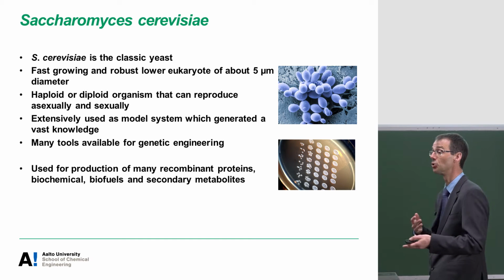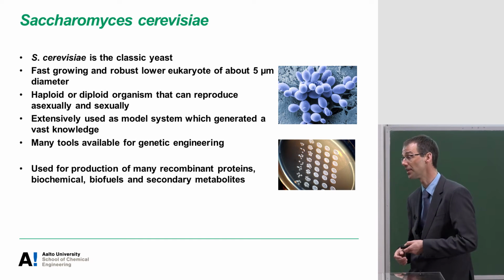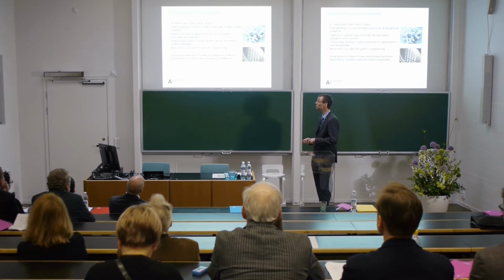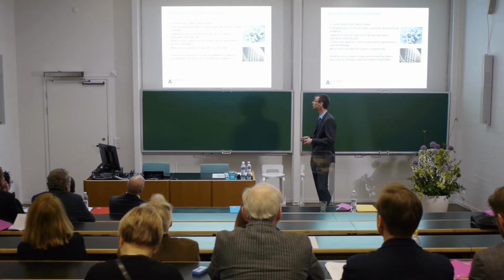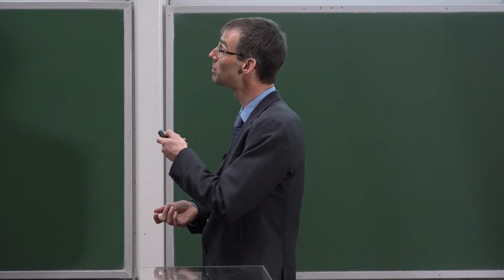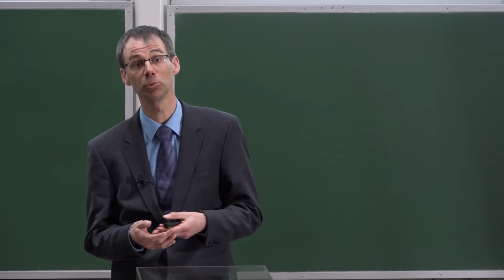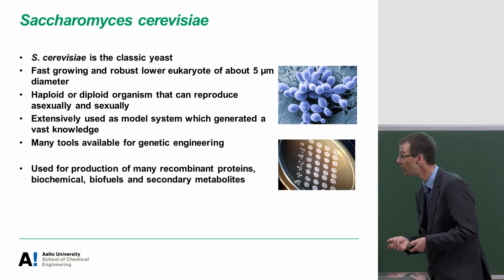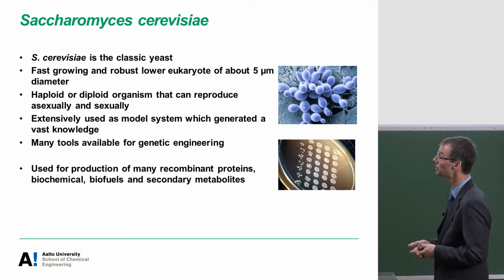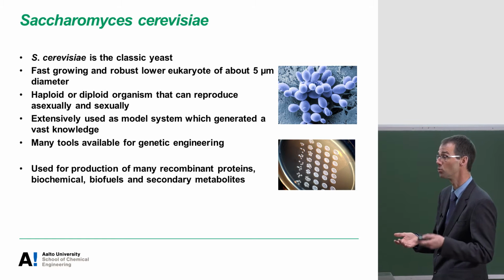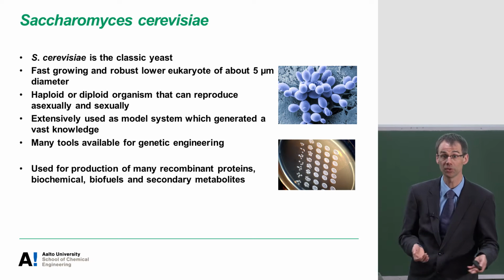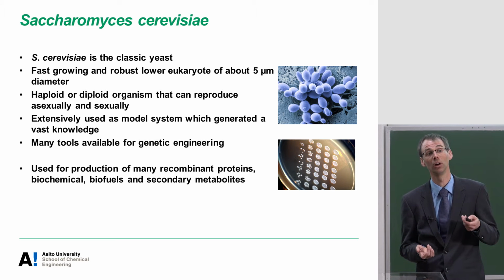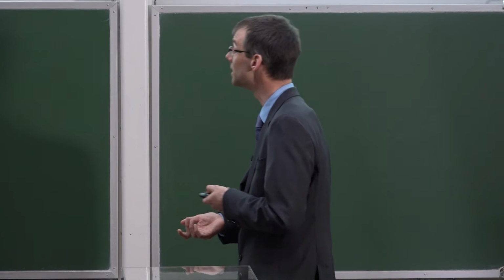It has different ways to live. It can reproduce in different ways, so it has a sexual and an asexual lifestyle. I already mentioned it's a very important model system, and we learned a lot about it during the last few years. Also important, if you would like to engineer an organism, you also need tools. There are many tools available which you can use to do this type of engineering. And then last but not least, many of our products, being therapeutic agents, chemicals, biofuels, secondary metabolites, are and still will be in the future produced with this yeast.